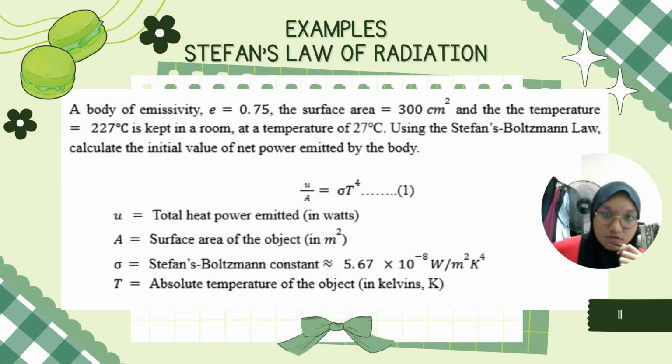For the second part of the examples, which is Stefan's law of radiation, the question asks us to use Stefan-Boltzmann's law to calculate the initial value of net power emitted by the body. As I said before, we first need to know the original formula to derive it into something we can actually use to solve the problem.